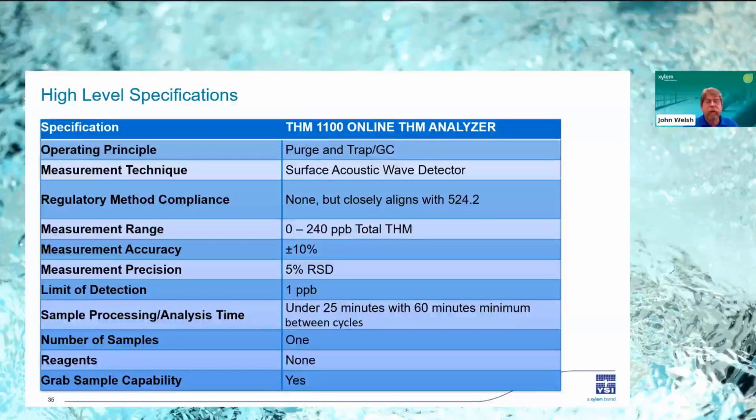Other highlights of it is the sample processing time is under 25 minutes, which is pretty quick for this type of analysis and these types of compounds, with 60 minutes minimum between cycles. We only do one stream, and the instrument does not require any reagents. Again, we're desorbing these compounds directly off a trap and then onto a detector. And it does have grab sample capability.